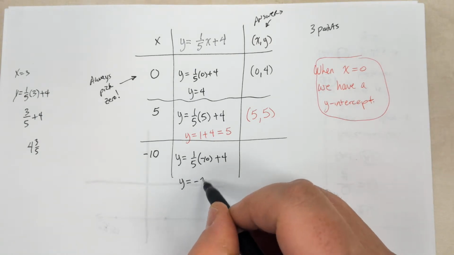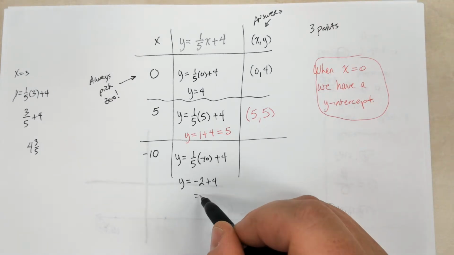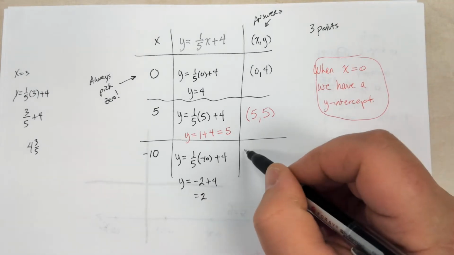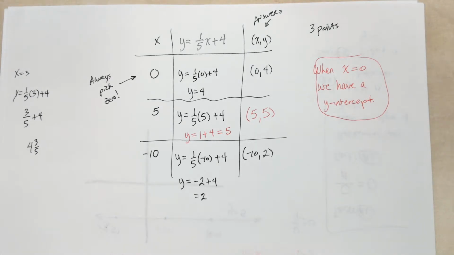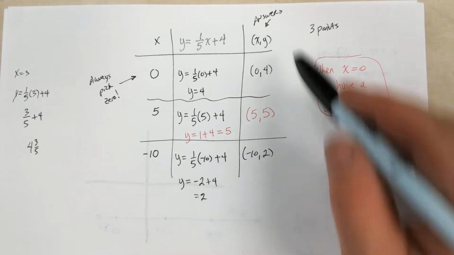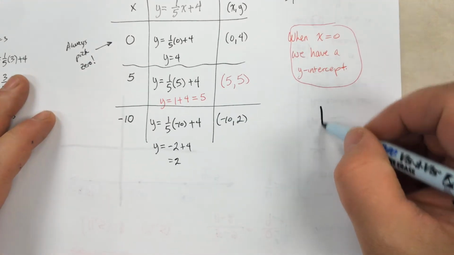Just so organized. That's -2 plus 4. That's 2. So we have -10, 2. Man, this party's getting lit. So we have our 3 points. So we're going to graph it now. So let's see here. We'll graph it over here.